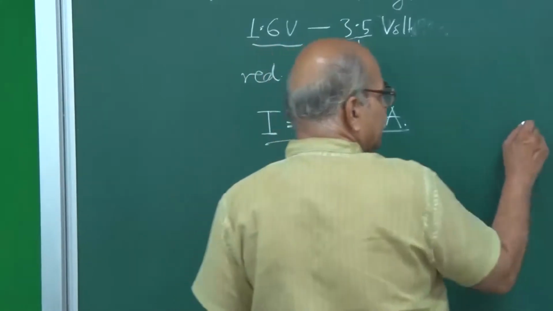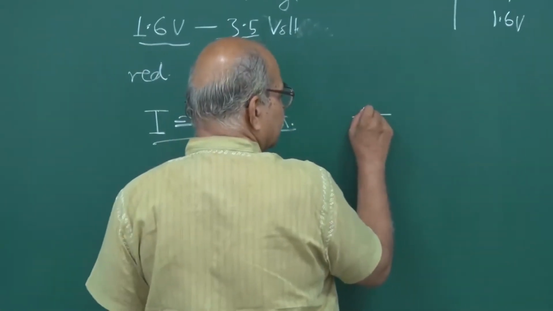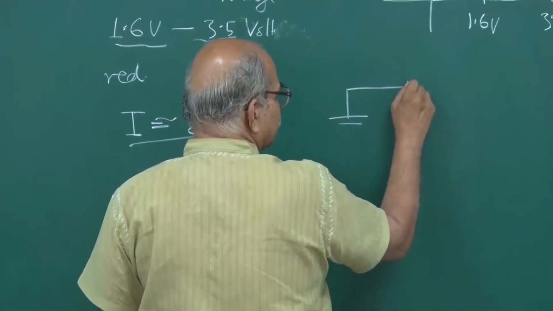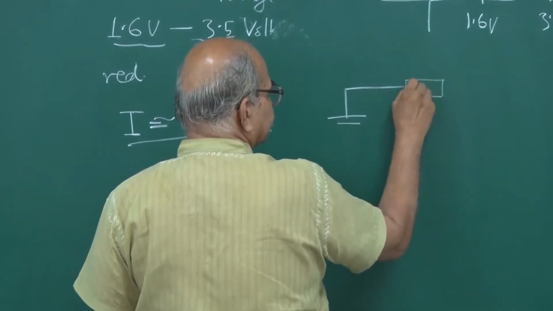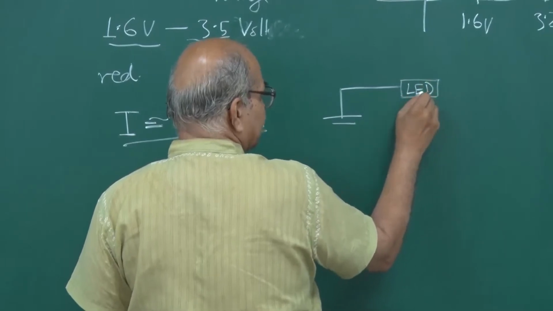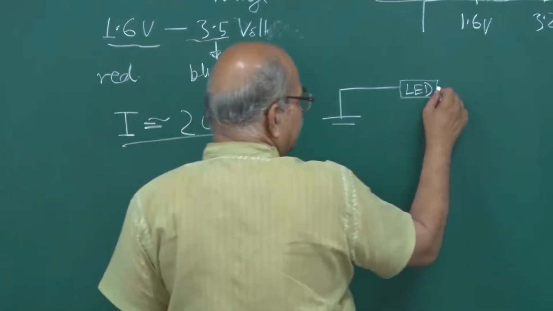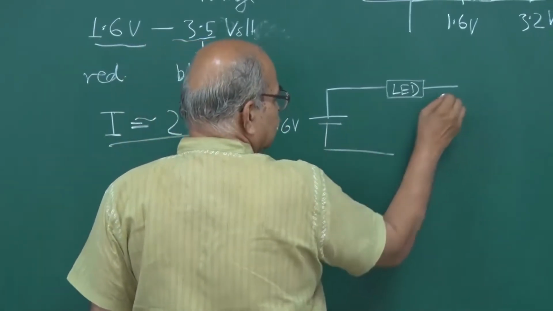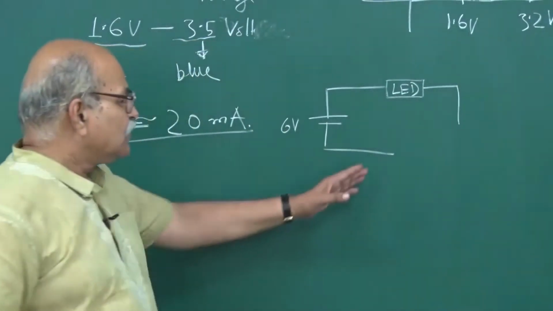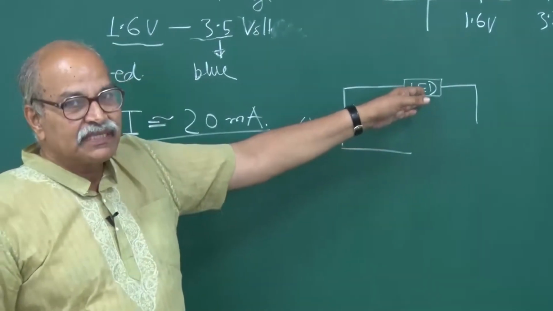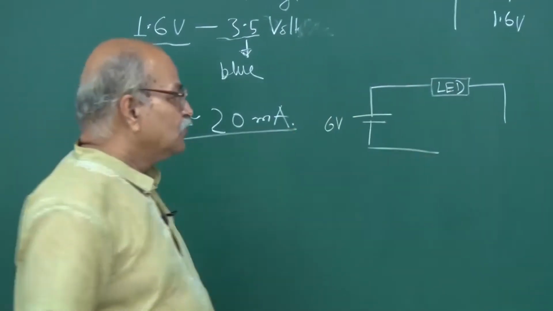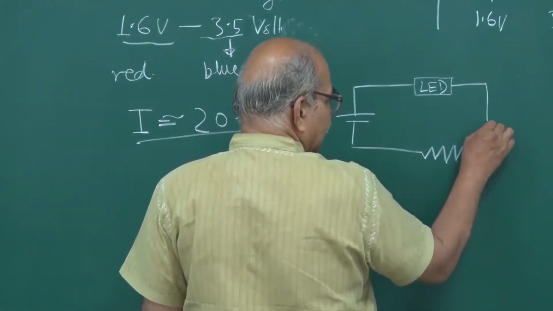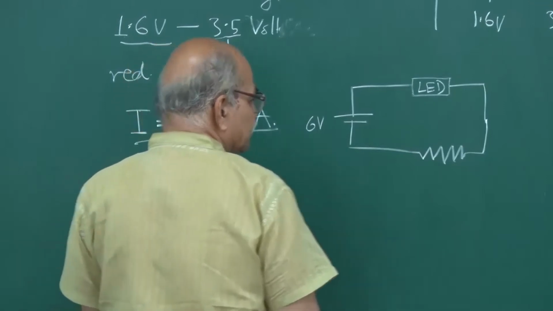Suppose you have a 6 volt battery, and then you want to connect this LED here in forward bias, all right? And this is 6 volt. So if you want to send only 20 milliamperes here, what should you do? You should apply some kind of a resistance here. And how much should that resistance be?